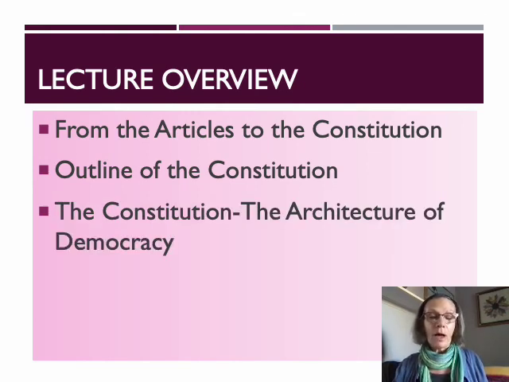And then we're going to talk about the architecture of democracy, how the framers of the United States Constitution had certain assumptions about human nature, and that they knew that democracy was a sort of unstable form of government. So they wanted to create a blueprint for our government that worked with human nature and also gave the structure or the architecture for a long-lasting democracy. So let's go ahead and get started.